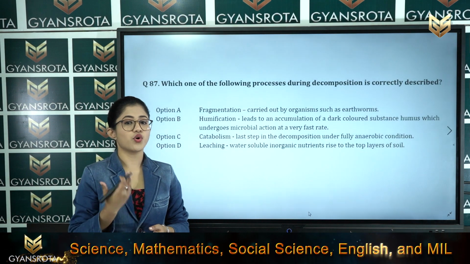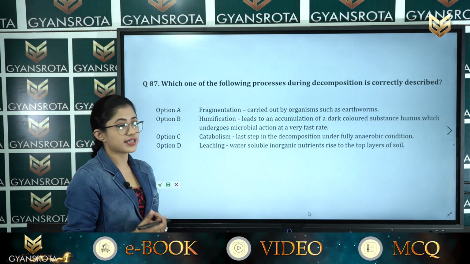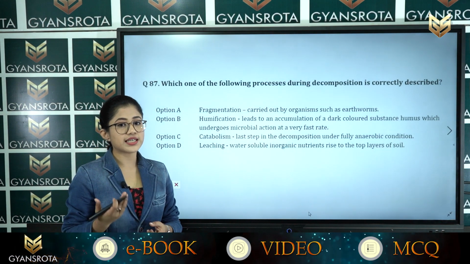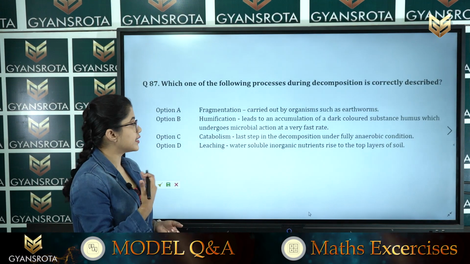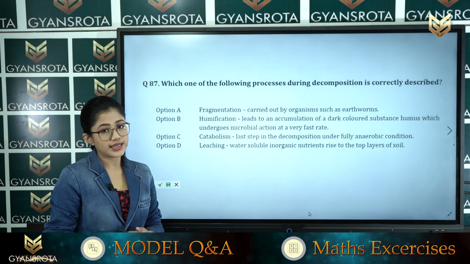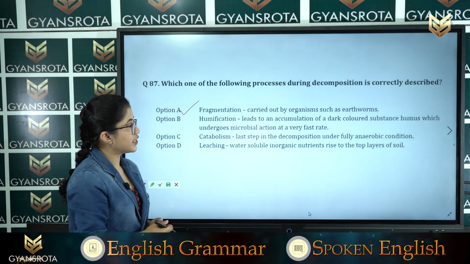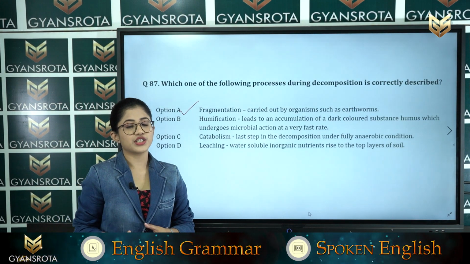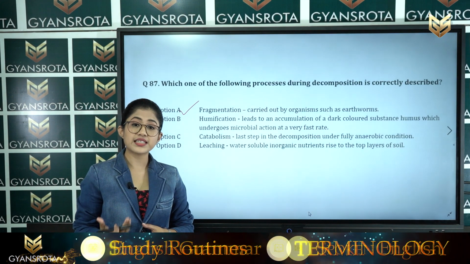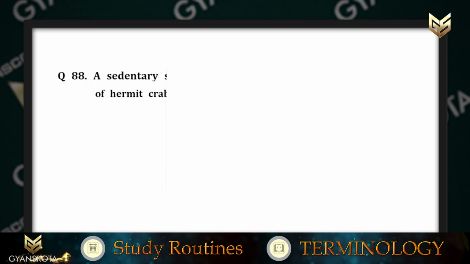We have got all these terms, that is fragmentation, humification, catabolism and leaching. So, in this question it has asked which is the correctly described decomposition process? That is in option number A, fragmentation. Fragmentation is the process which is carried out by organisms such as earthworms. So, this is the correct answer. Now, let us see the next question, that is question number 88.